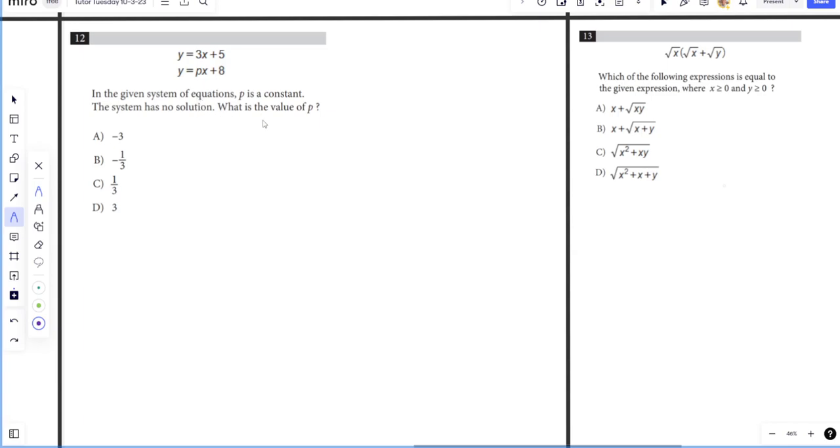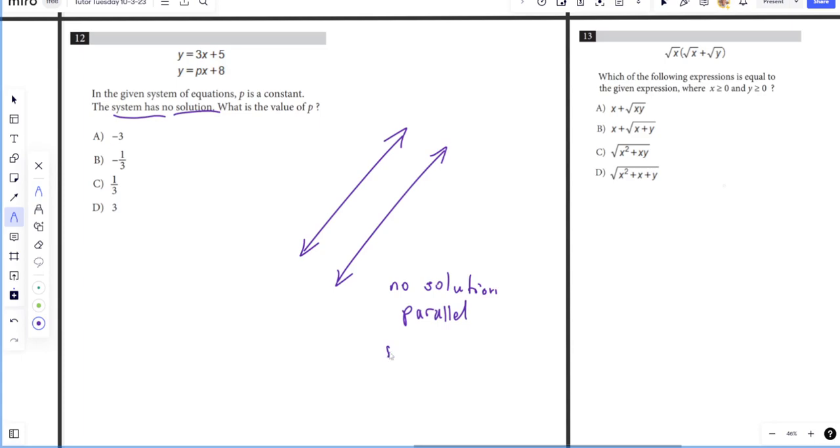We want p to be such that the system has no solution. To have no solution basically just means that the lines would be parallel to each other. Definitely remember this for the SAT. No solution for a system of equations means parallel lines, which means same slope. If I want them to have the same slope, well, the first one has a slope of 3, so I know that p has to equal 3, which is answer choice D. Not too bad.